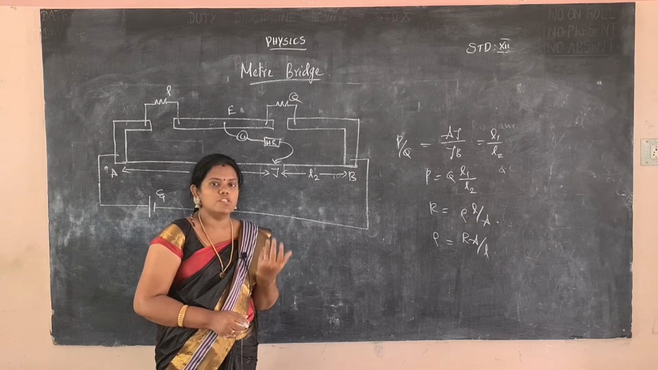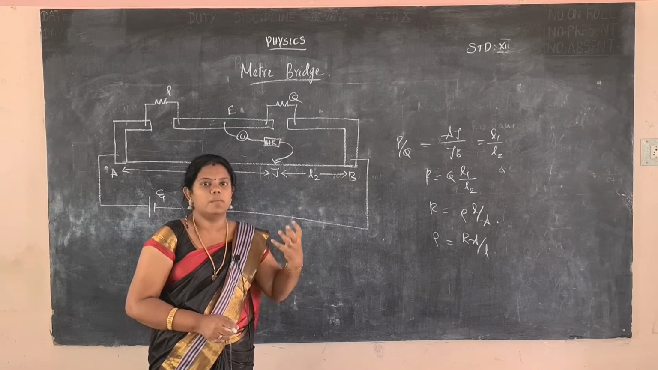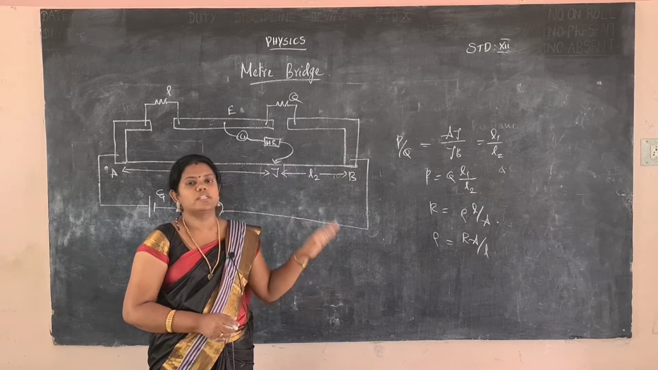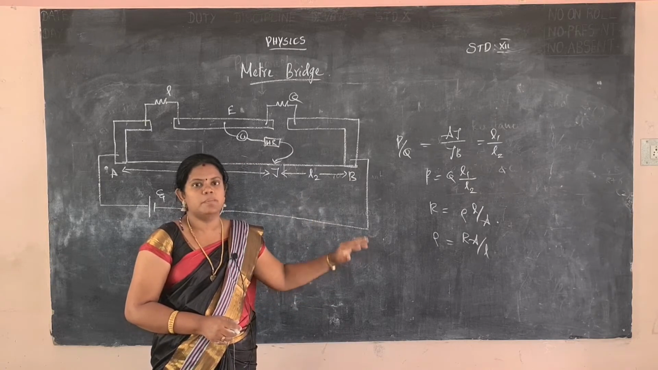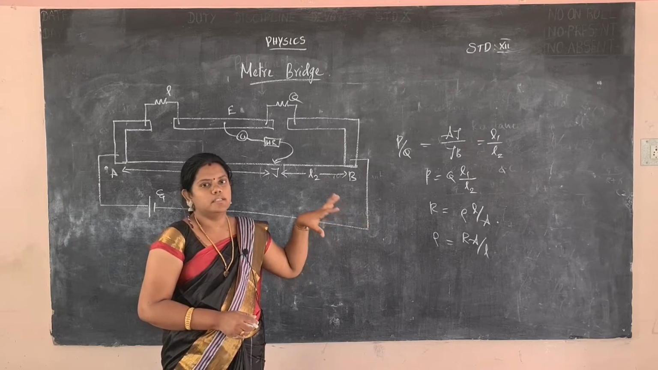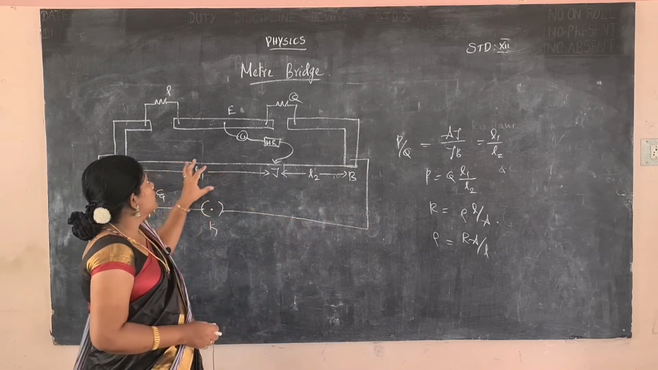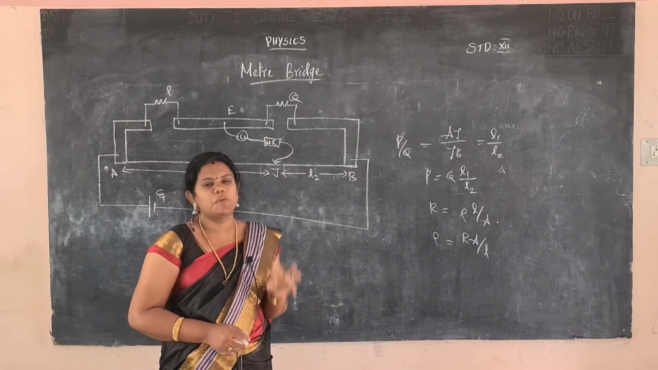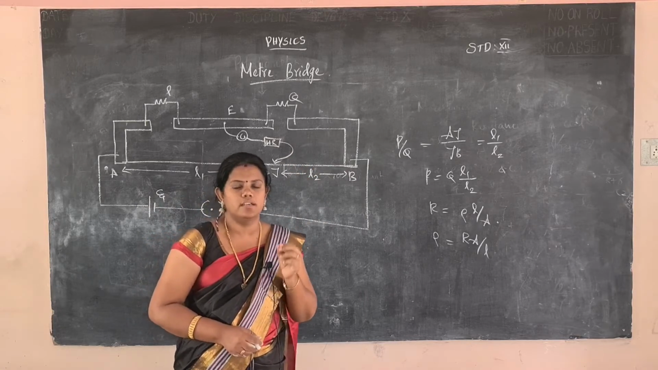The Wheatstone bridge works completely on the basis of Kirchhoff's rules. Without Kirchhoff's rules, you cannot understand the Wheatstone bridge, then the meter bridge, and then the potentiometer. The meter bridge is used to measure the specific resistance of one wire.